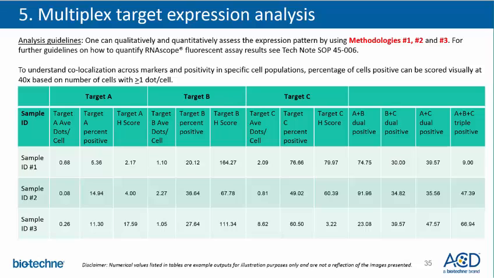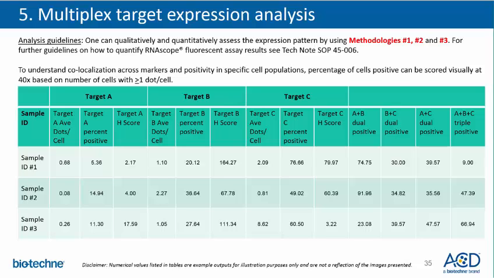The data chart generated for the multiplex data analysis has a similar format to the singleplex and duplex data, but now data is generated for a third marker, being target C. For each of the 3 targets, you can see the average dots per cell, the percentage of cells that fall into each bin with a certain expression level, the total percentage of cells positive for the target, and the H-score.